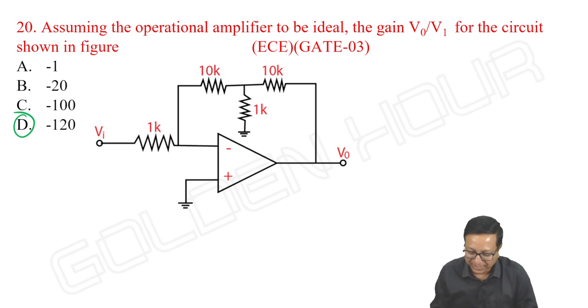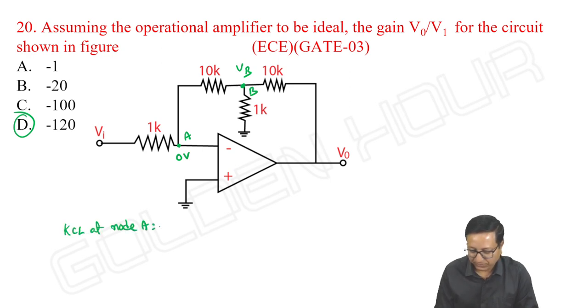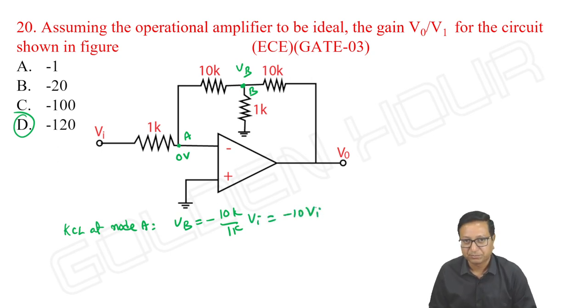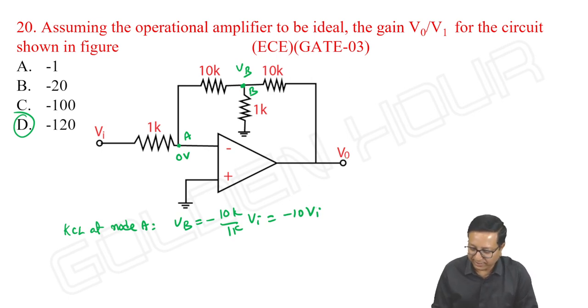What is the gain of this circuit? Due to virtual short, it is 0 volts, and it is node A and it is node B. Okay, it is VB. What is VB? By taking this node equation, we can find the voltage at this point. So, KCL at node A, VB is equal to minus 10K by 1K into VI, that is minus 10 into VI. Okay. Then next, KCL at node B.